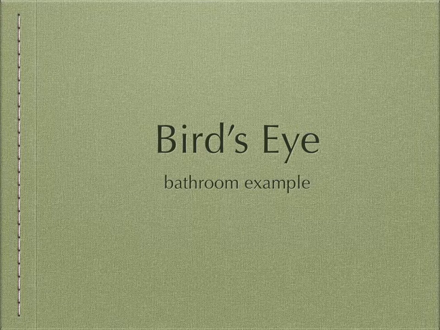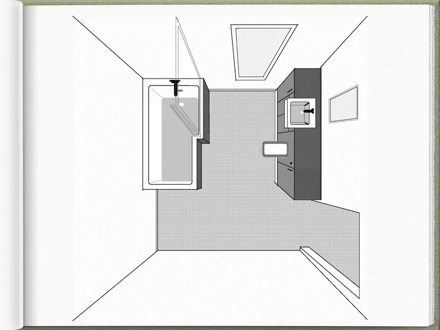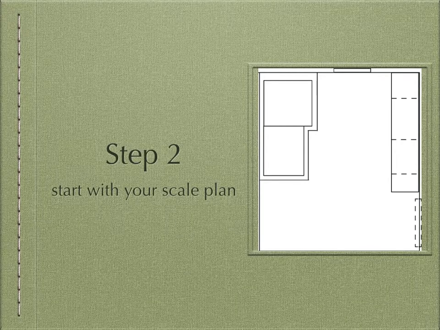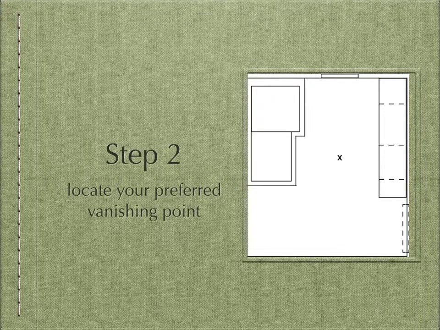So this is the bird's eye formal method bathroom example. Okay, that's what we're aiming for. That's what our final image is going to look like, or something like. And of course, as before, we start with a scale plan. As before, we locate the vanishing point.